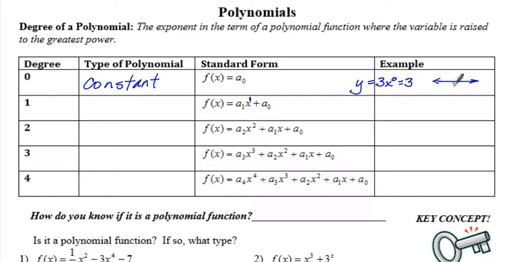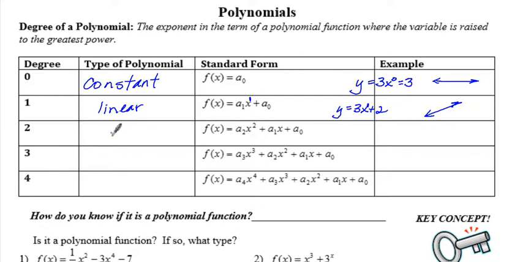A degree of 1 polynomial is called a linear polynomial. The highest degree here of the standard form is 1, and it's usually an invisible 1, but I wrote it in here for you. So an example of this might be y equals 3x plus 2. See how this x is raised to the 1 power? That's the highest power of any variable in that. And we know that a line like this is what that looks like.